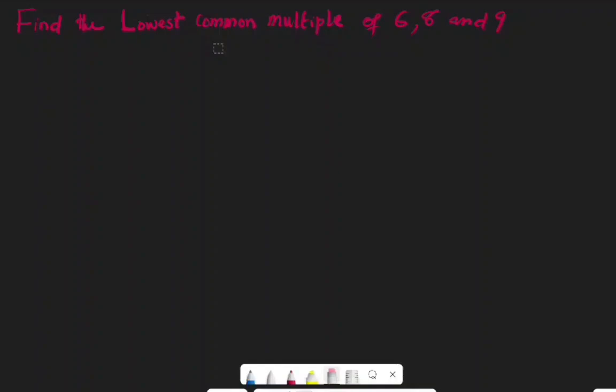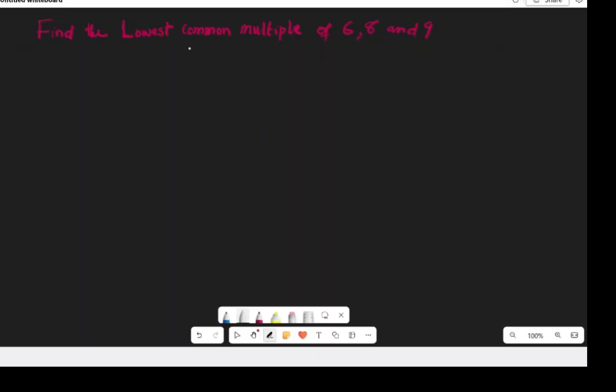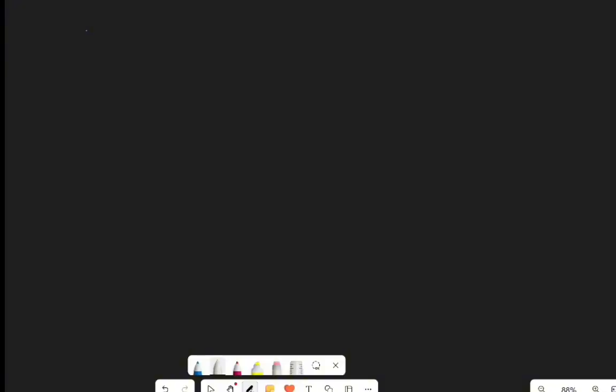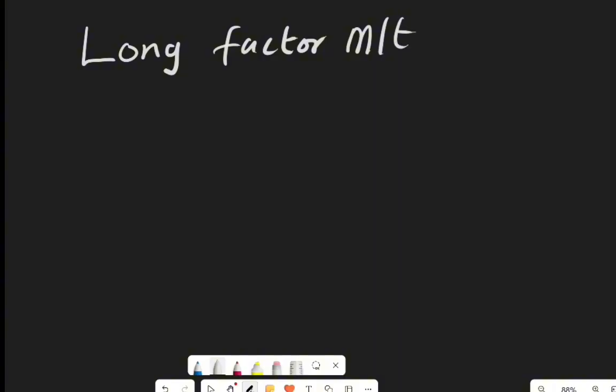Today I will show you how to solve problems of the lowest common multiple of 3 numbers. Solution: long factor methods. In the long factor method, we have to write 6, 8, and 9.